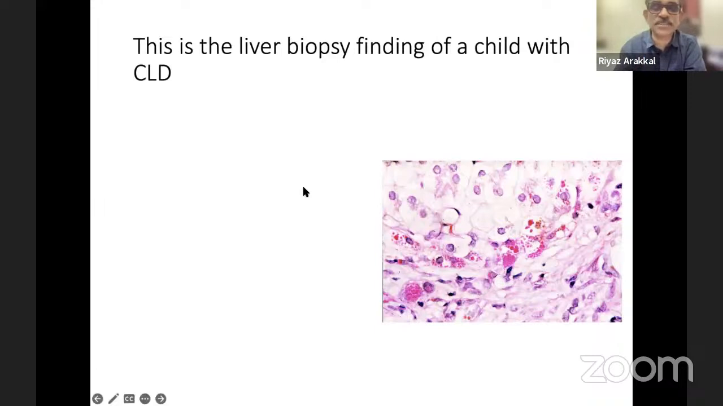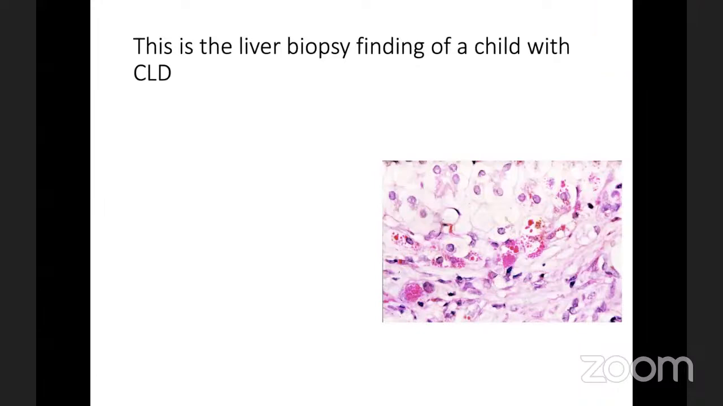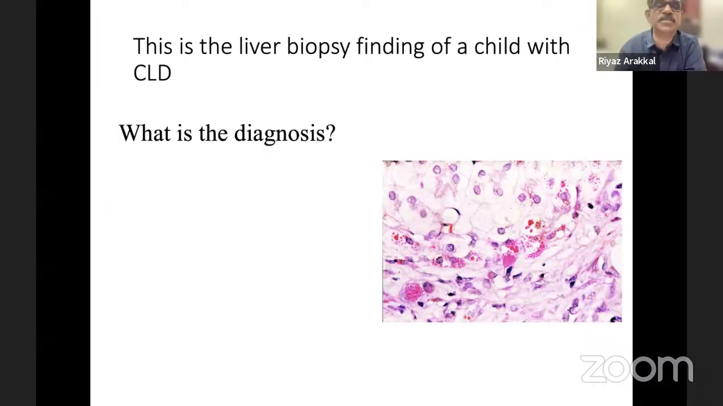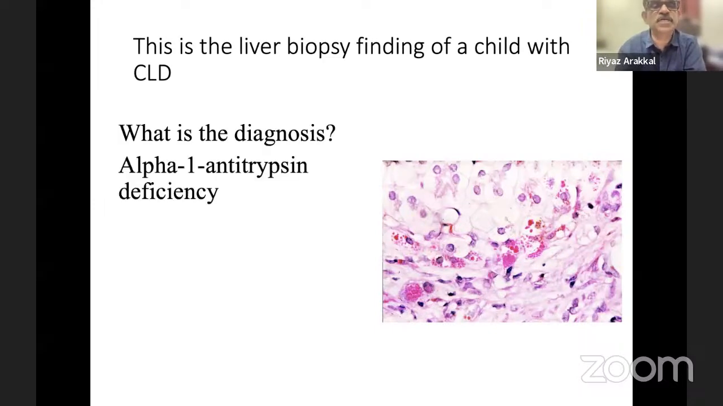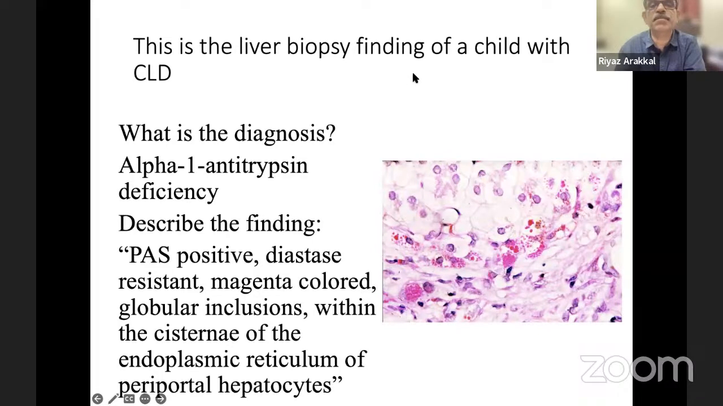Yes, has anybody written in the chat box? Shahnawaz, Musa, Anjali: alpha-1 antitrypsin deficiency. Yeah, absolutely correct. Very good. So this is indeed the description: PAS positive, diastase resistant, magenta colored globular inclusions within the cisternae of the endoplasmic reticulum of periportal hepatocytes. This is a very favorite question of Noel Sara. Noel Sara is one of the best pediatric teachers, one of the best clinicians I have ever come across, and he always used to ask this particular question in the PG examination. What is the liver biopsy finding of alpha-1 antitrypsin deficiency?